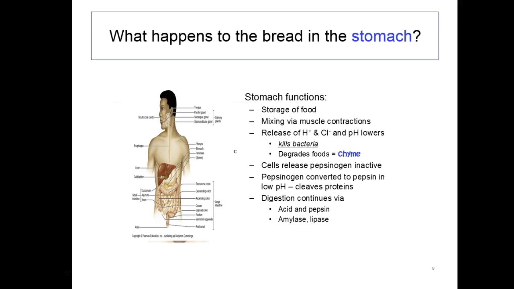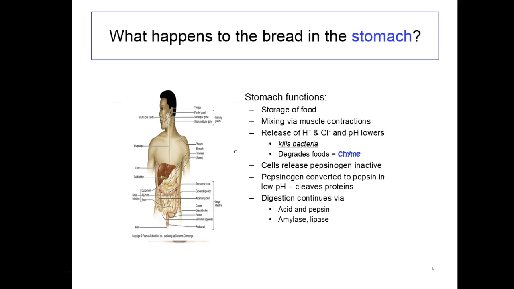The food then gets mixed via muscle contractions, and you have 3 layers of muscles on the stomach. We'll look at those in later pictures, but you have layers going lengthwise, oblique, and circular. So the stomach mixes in multiple ways, in multiple directions.